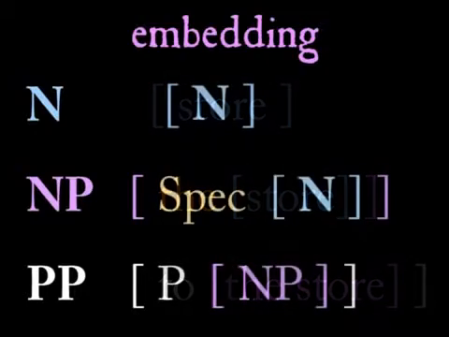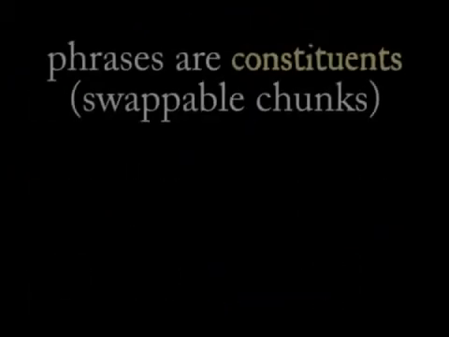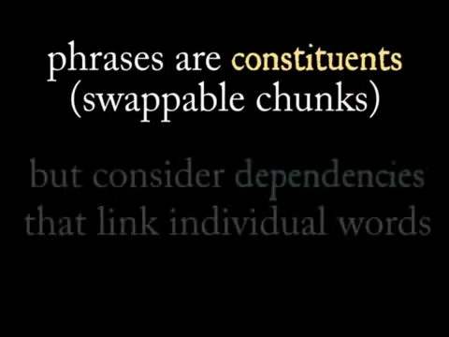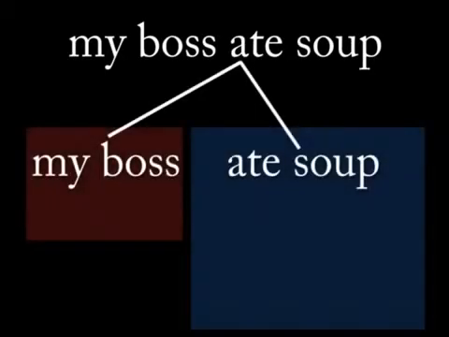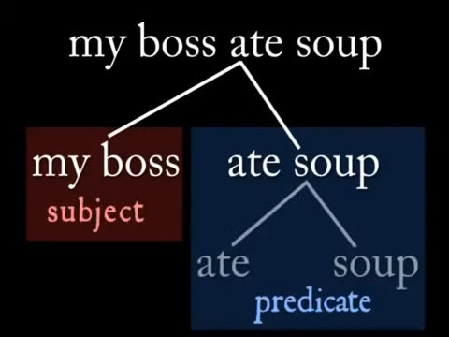We've focused entirely on phrases, but there's a competing model of basic sentence structure. Instead of looking for unit chunks of language, phrases, we can consider how words depend on each other instead. A simple phrase analysis of "my boss ate soup" begins by breaking the sentence into a subject-noun phrase, my boss, and a predicate-verb phrase, ate soup, where the predicate breaks down further into head verb and the verb's object.